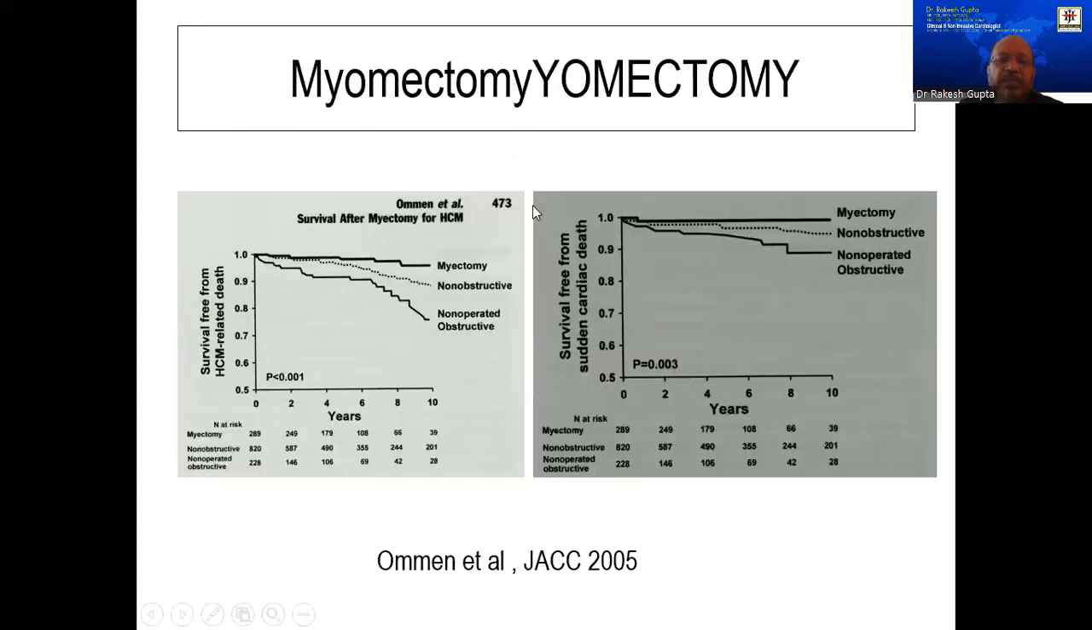Similarly, myomectomy is another very good way of reducing their LVOT gradients. So, survival free of hypertrophic-related deaths, non-operated obstructive versus myomectomy. We put them on myomectomy, they do better with the surgical process. And similarly, sudden cardiac death, once they had myomectomy, was much lesser than in non-operated people who were suffering from this abnormality.